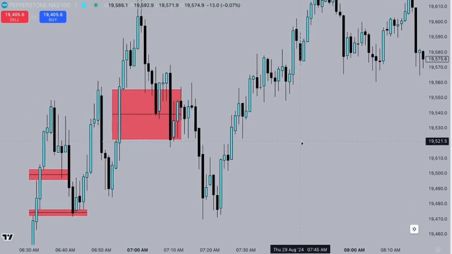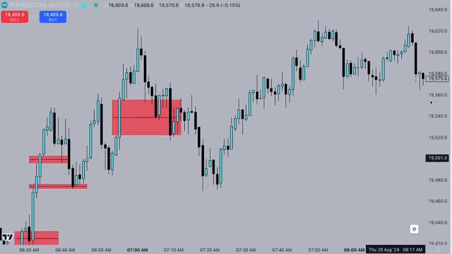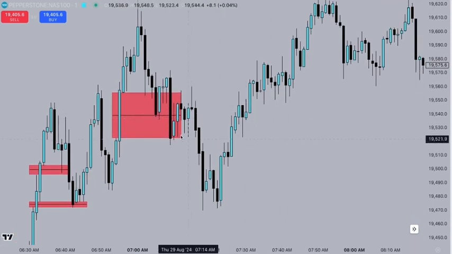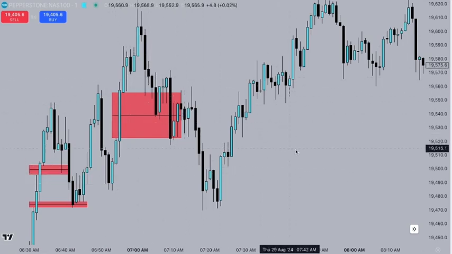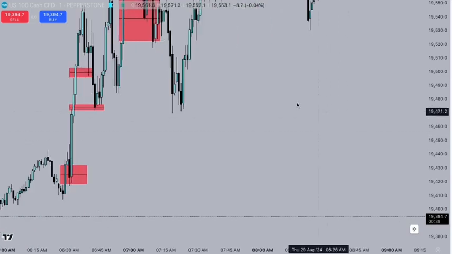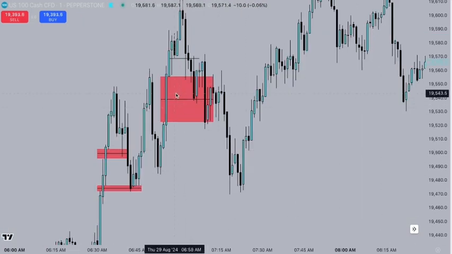And you guys can go around the charts and do this yourself. You guys can go mark these out and see what price does, and then you'll see for yourself. I'm just waiting for this to load. Alright guys, we're back.